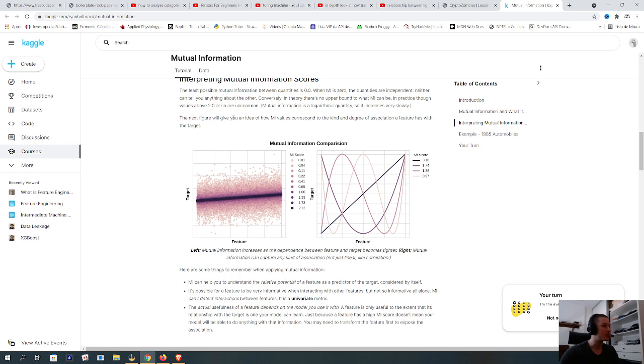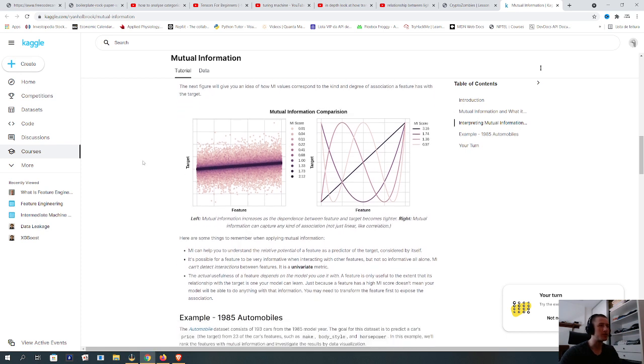The next figure will give you an idea of how MI values correspond to the kind and degree of association a feature has with the target. So target, feature, MI score. Left, mutual information increases as the dependence between feature and target becomes tighter. Right, mutual information can capture any kind of association, not just linear like correlation.